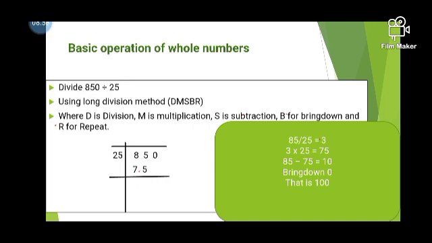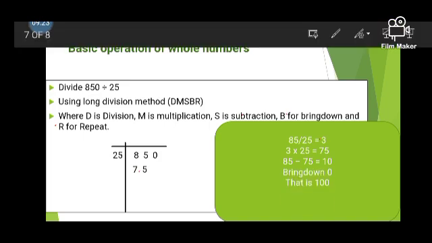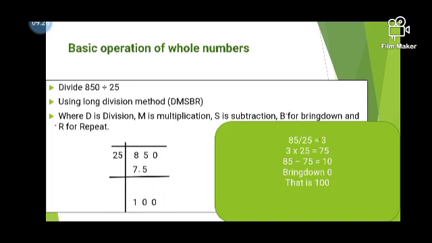So what have we done now? Following the DMSB arrow, first we divided: 85 divided by 25 is 3. Next is to multiply: 3 times 25 gives 75. Next is to subtract, which is 85 minus 75. That gives us 10. Next, we bring down 0. That gives us 100. Remember, 85 minus 75 gave 10. We brought down 0, making it 100.